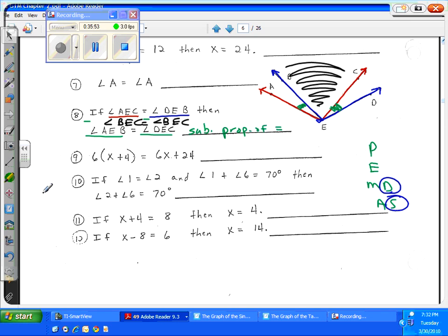Now that's the whole thing. Just this side is angle subtraction. Just that side is angle subtraction. The whole thing, if A equal B and C equal D, then A minus C equal B minus D is subtraction property of equality. Any questions on that? Okay.